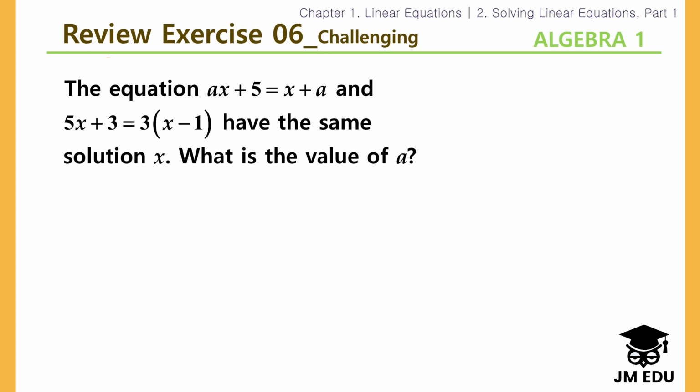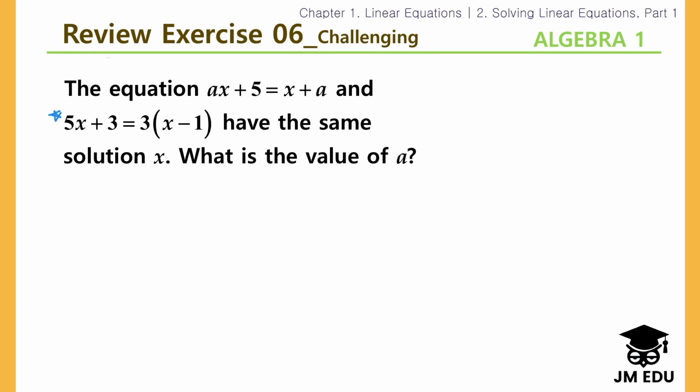What I'm going to do is solve this second equation to find x, because for the first equation, we have two unknowns, a and x. If we have two unknowns, two variables, we cannot solve it, okay? So what we can do is find the solution x from the second equation and substitute that x value into the first equation to find a.